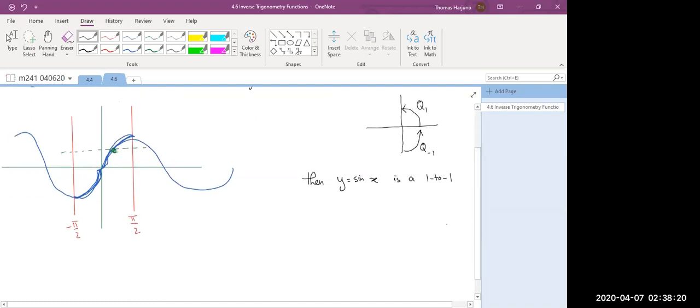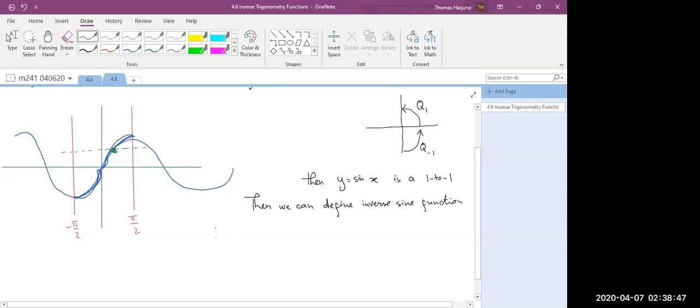And therefore, then we can define inverse function. Inverse sine function. Okay, let's have some feeling about inverse sine function.